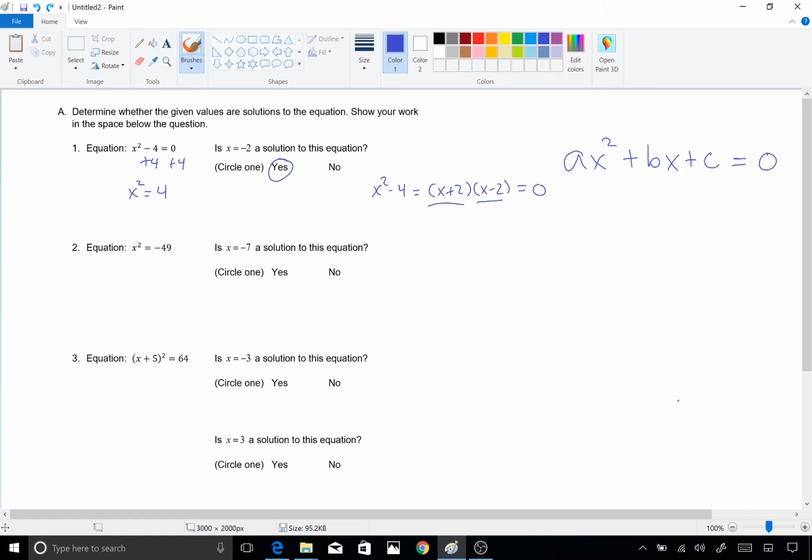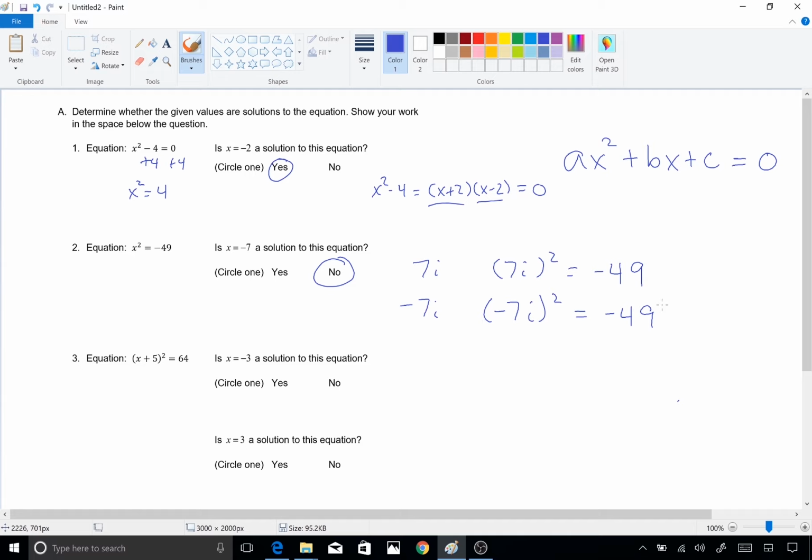x squared equals -49. Is x equals -7 a solution to this? No. 7i is a solution because 7i squared equals -49. -7i is a solution because -7i squared is also -49, but -7 squared is 49, so it's not a solution.